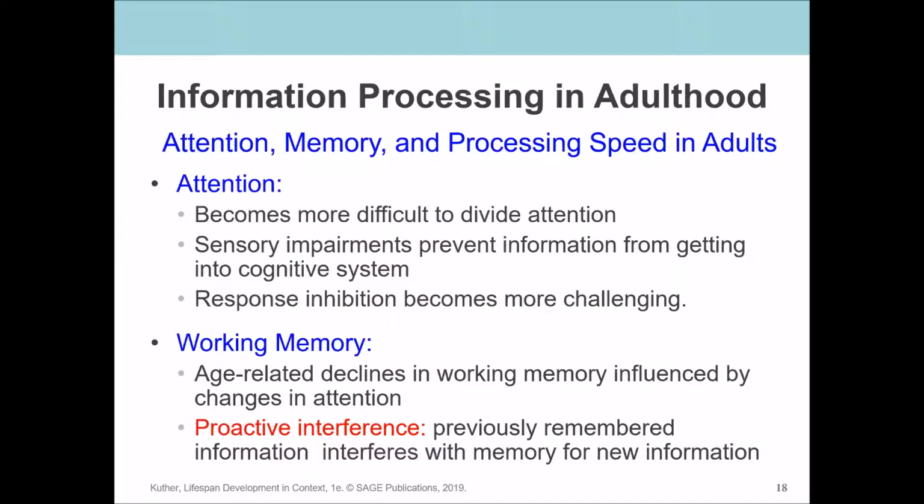We see age-related declines in working memory from the 20s to the 60s, and changes in attention can influence these declines in working memory. There's an issue with proactive interference, that previously remembered information interferes with memory for new information. So because you've learned something from before, you experienced an event before, when something new happens, you don't have the best ability to pay attention to it, work on it, remember it, and recall it. So that previous information kind of dominates over the newer information.